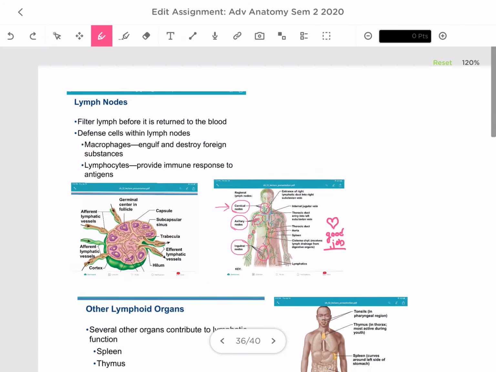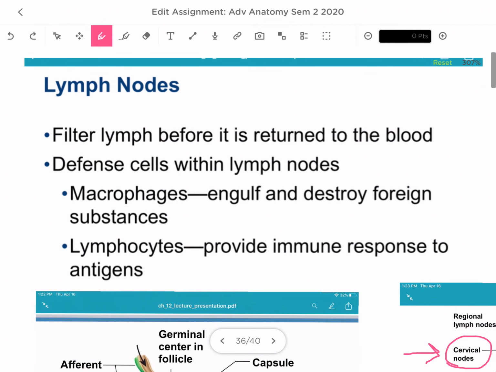Lymph nodes are the only lymphatic organ that filters lymphatic fluid. The other lymphatic organs help with immunity, but they don't filter lymph. So lymphatic fluid goes through the lymph nodes, and lymph nodes are huge clusters of cells that fight infection, like macrophages, lymphocytes, and white blood cells.